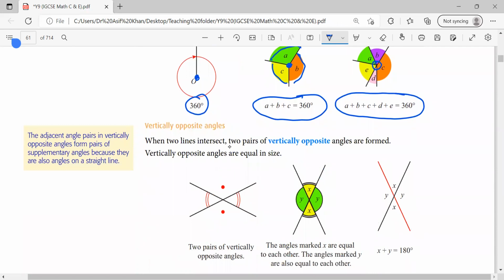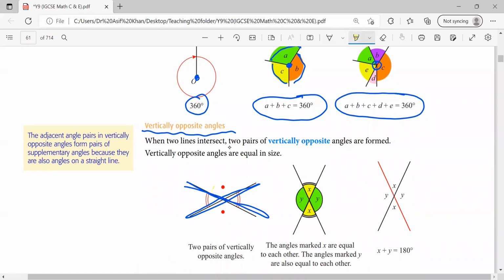Okay. Vertically opposite angles. Yes, read. Vertically opposite angles. When two lines intersect, two pairs of vertically opposite angles are formed. Vertically opposite angles are equal in size. How do vertically opposite angles form? He says whenever you have two lines, just like this line and this line cross with each other, two sets of vertically opposite angles will be formed.